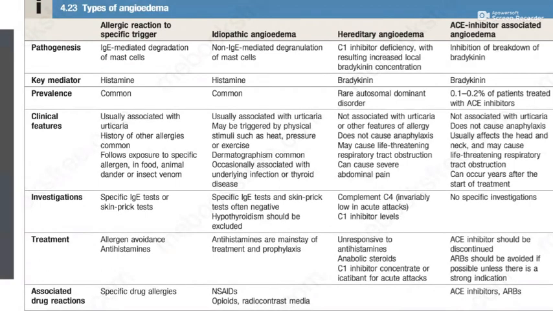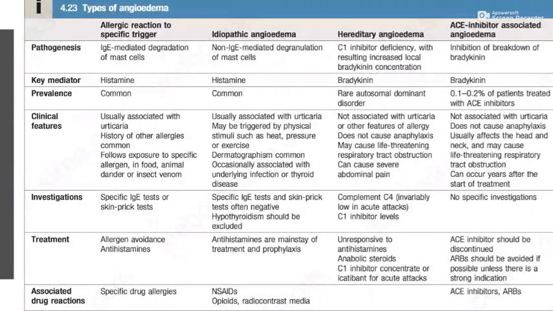but may cause life-threatening respiratory tract obstruction by obstructing the larynx. This can cause severe abdominal pain also. ACE inhibitor associated angioedema is not associated with urticaria and does not cause anaphylaxis, and usually affects the head and neck and may cause life-threatening respiratory tract obstruction, and can occur years after the start of treatment.